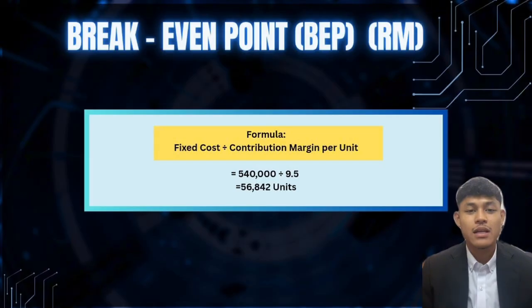The break-even point tells us how many units need to be sold to cover all costs. Using the formula fixed cost divided by contribution margin per unit, we divide 540,000 by RM 9.50, resulting in 56,842 units to reach zero profit or loss, a critical benchmark for assessing business viability and setting sales targets.